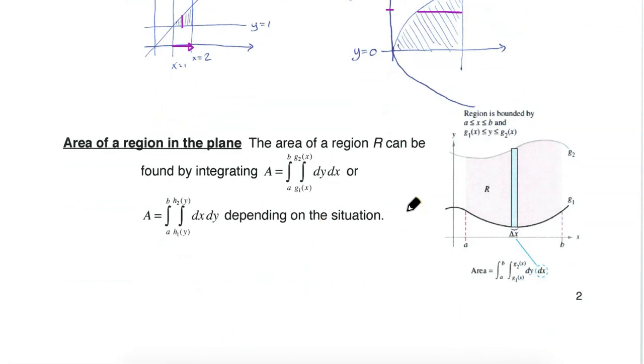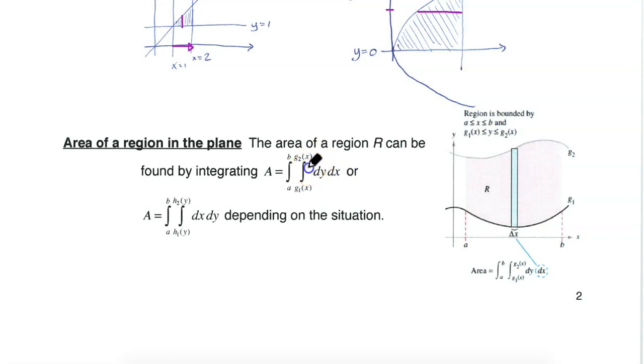Area of a region in the plane. So if we are looking for the area of region R here between two functions g1 and g2, we know how to do that in AP Calc AB. In multivariable, we are taking one step back, and we are saying the area of this region here is the integral from a to b of the integral from g1 of x to g2 of x of dy dx.